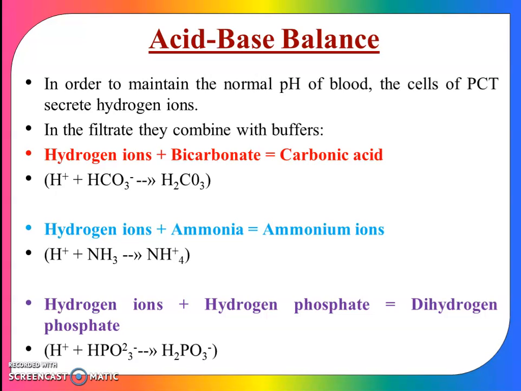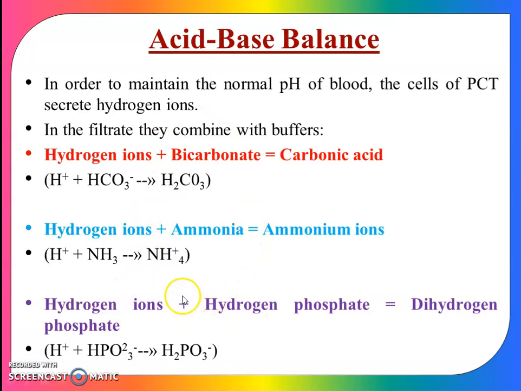Inside our body, to maintain the normal pH of blood, the cells of the proximal convoluted tubule secrete hydrogen ions, and those hydrogen ions combine with the buffers present in the filtrate. Hydrogen ions combine with bicarbonates to form carbonic acid, with ammonia to form ammonium ions, and with hydrogen phosphate to form dihydrogen phosphate. So hydrogen ions combine with different buffers.